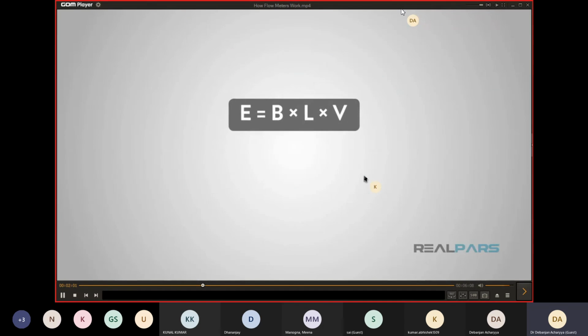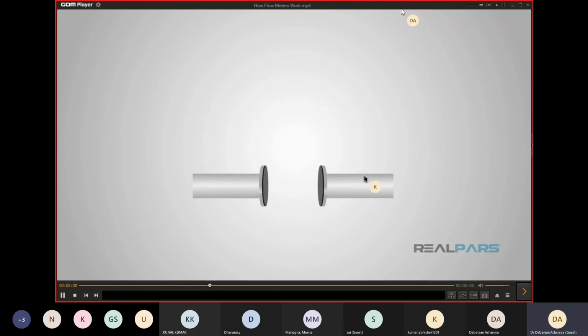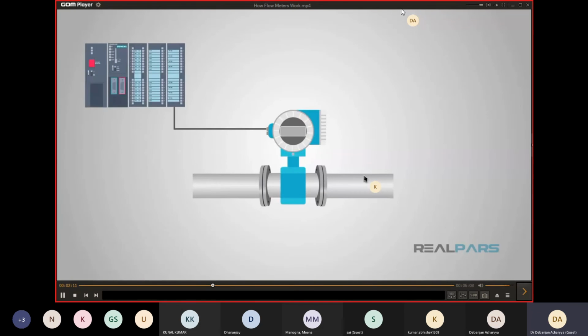We don't need to know Faraday's formula to use a mag meter. We don't necessarily even need to know what that formula is. We just know that whomever invented the mag meter used the formula to produce a signal voltage that can be measured by your automation process.